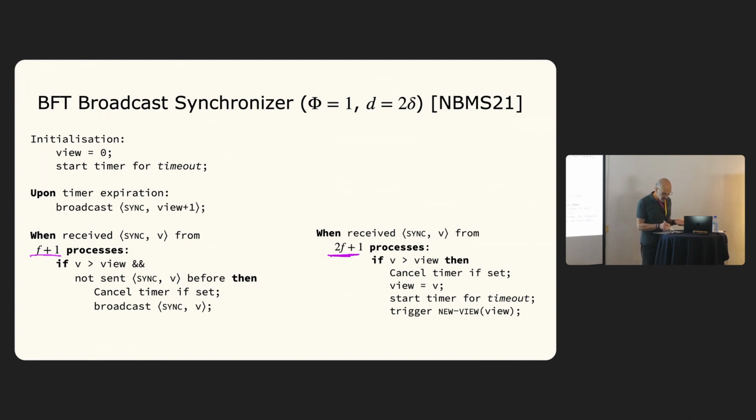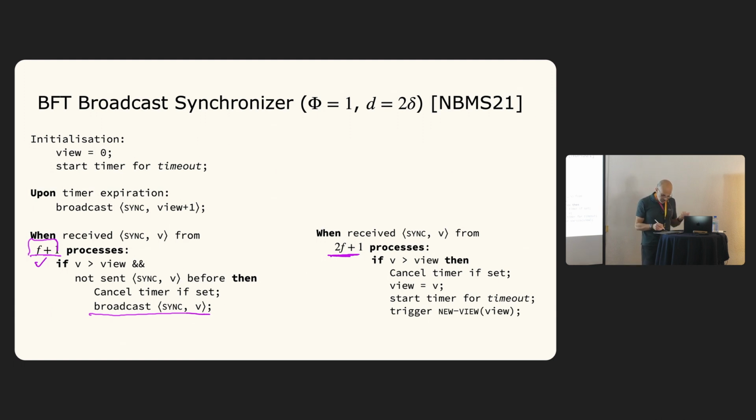So why is this f plus 1? Simply because in a Byzantine system, if I just get a message from one process, I can't tell if this message is good or bad, because that process can be Byzantine. So for that reason, I need to wait to receive f plus 1 copies. Okay. And if I received f plus 1 copies, then I am also going to vote for this view myself, right? So this way I boost the propagation of the new view.